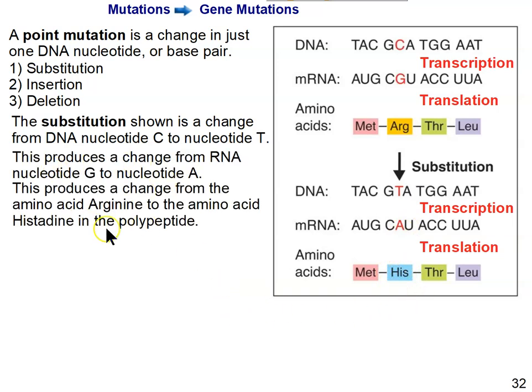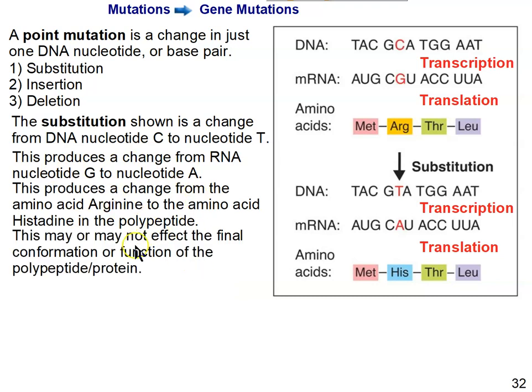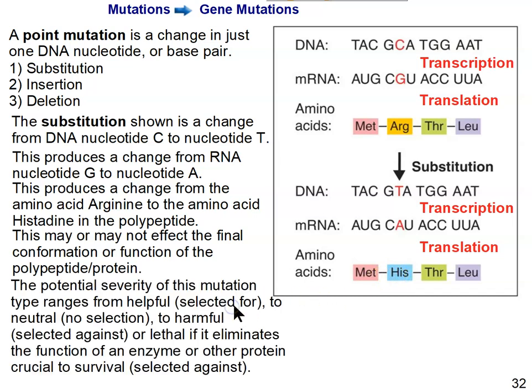And this is all just describing that. Arginine to histidine. And this may or may not affect the final conformation or function of the polypeptide or protein that we're dealing with here. Most polypeptides are hundreds or even thousands of amino acids long. And one change may or may not make a difference in the function of that protein. And it can go a number of different ways. It can be helpful. It can actually make that protein function better.